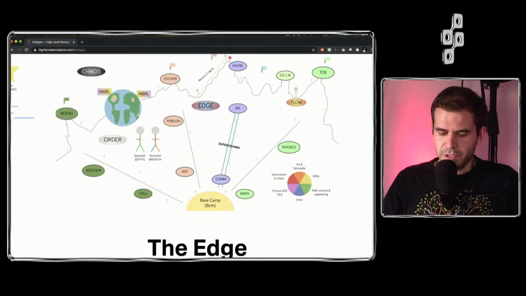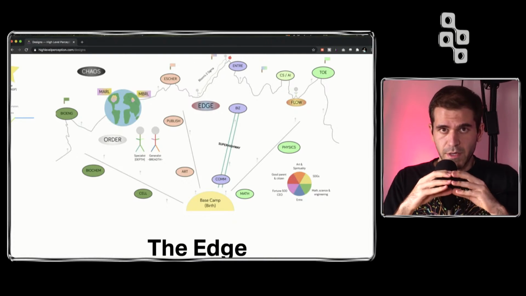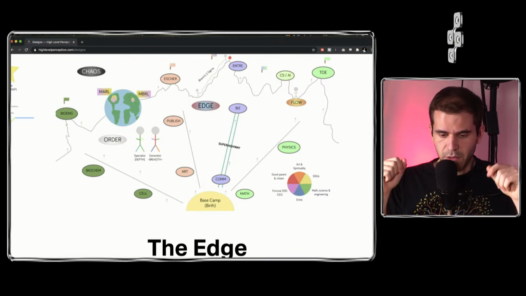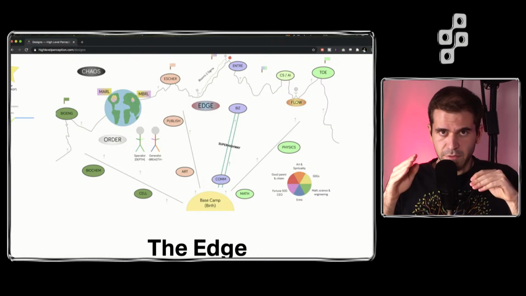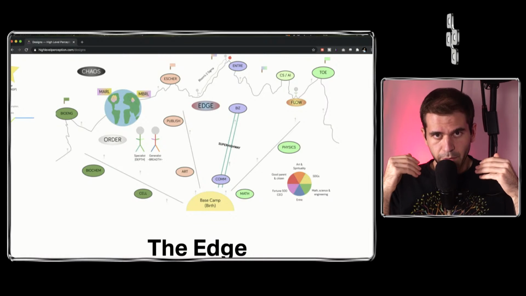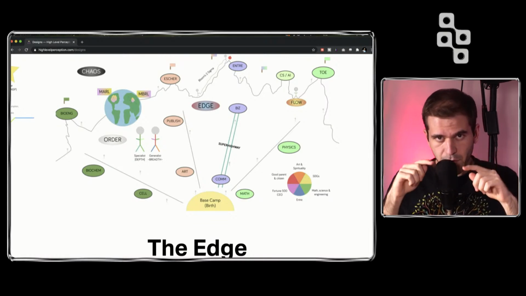All right, onward we go to chapter 3, the edge. So as you can see here, there's a base camp of knowledge. That's where all humans are born, and then there's an edge of knowledge. Now, you got to rocket your way out to the edge of knowledge, but you have to know who you are, right? So you have to know what you are on the color wheel.